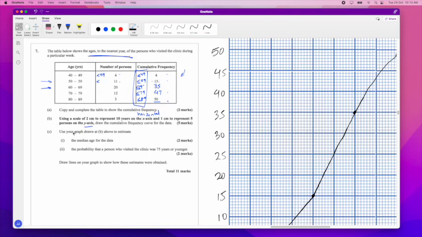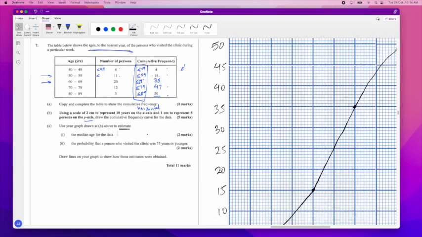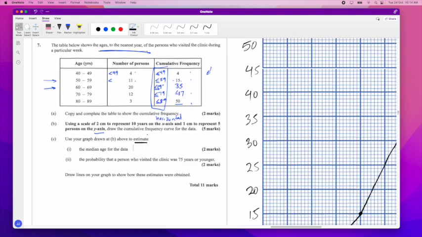So use your graph drawn above to estimate. They use the word estimate because not everybody will draw a smooth curve. Some people's curves might be a little smoother than others. And so they use the word estimate because they know that everybody's answer might be a little bit different. You wouldn't be wildly different, but you might get slightly different answers depending on how your curve turned out, right?